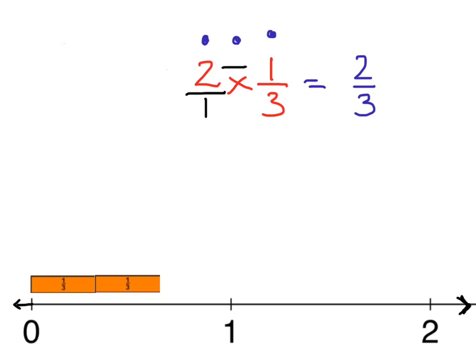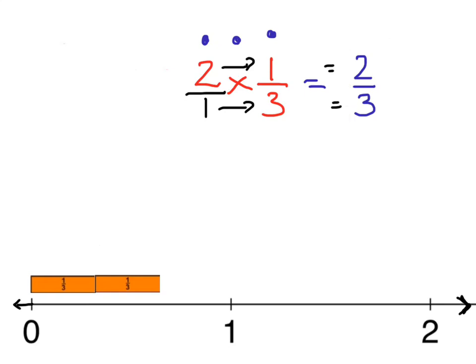I'm going to multiply the numerator times the numerator. 2 times 1 is 2. Got it. And the denominator times the denominator. 1 times 3 is 3. And that's it. So it makes sense. You could probably do it mentally, right? Knowing that it was 2/3. And it's easy to multiply. All right, let's try another quick one here.